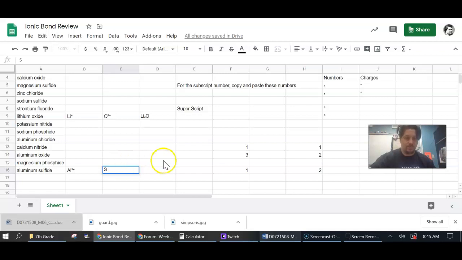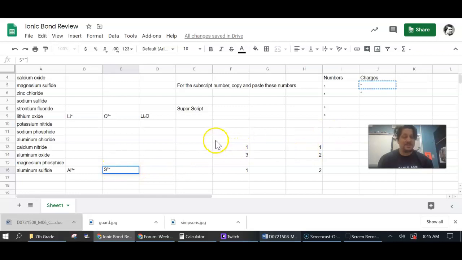We needed 2. Superscript 2. Control C right there. Control V. That's a subscript, isn't it? Superscript says right here. Control C. Control V. 2 electrons. 2 negative. 3 aluminum, 2 sulfur. That's kind of like this example here.